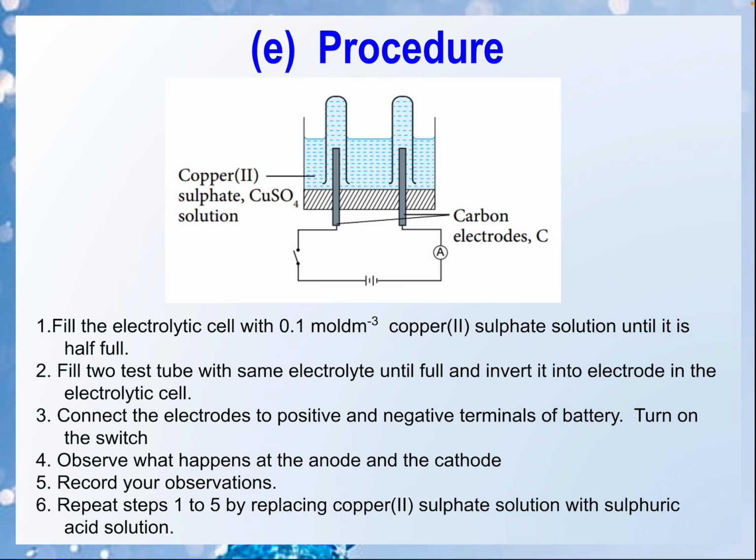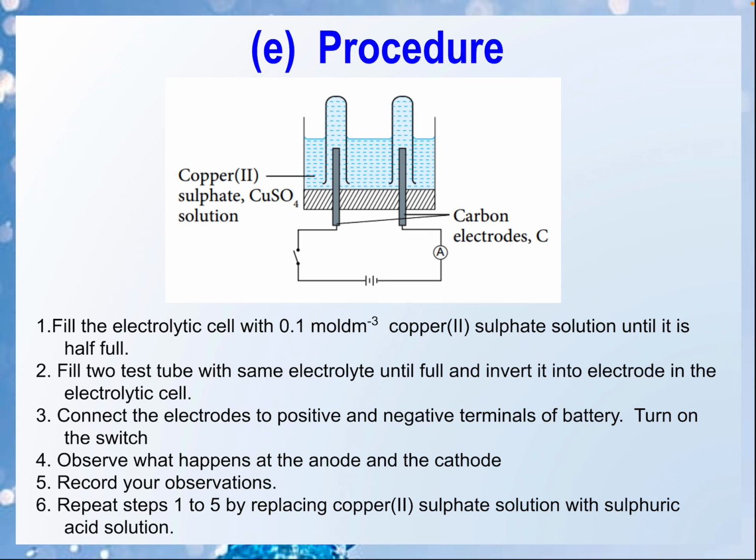Okay, the whole cell kita panggil sebagai electrolytic cell. Okay, without the connecting wires. Okay. Fill the electrolytic cell with 0.1 mole per decimeter cube copper sulfate solution until it is half full. Fill 2 test tube with the same electrolyte, which is copper sulfate solution with the same concentration tadi, until full, and invert it into electrode in the electrolytic cell.